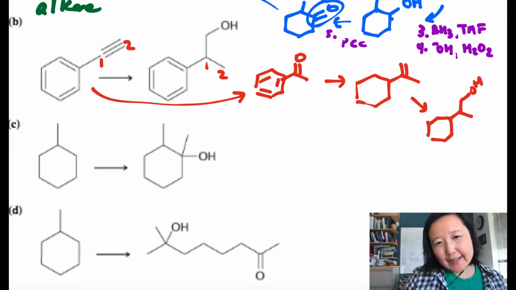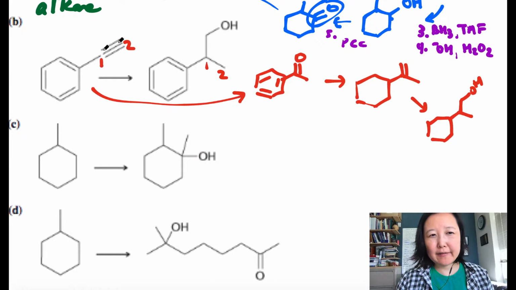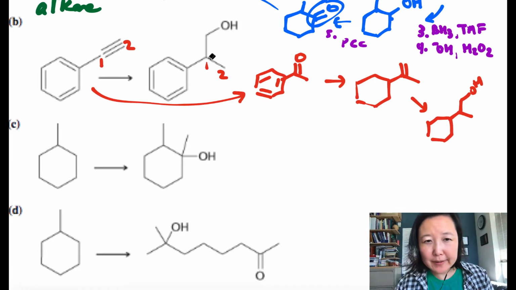For this next one, it's a little tricky where this second carbon is. It could be up here, it could be here. I'm showing an example that's in the answer key, which is that this actually is carbon 2 here, and then you do Markovnikov addition of water to an alkyne using HgSO4, H2SO4, and water.